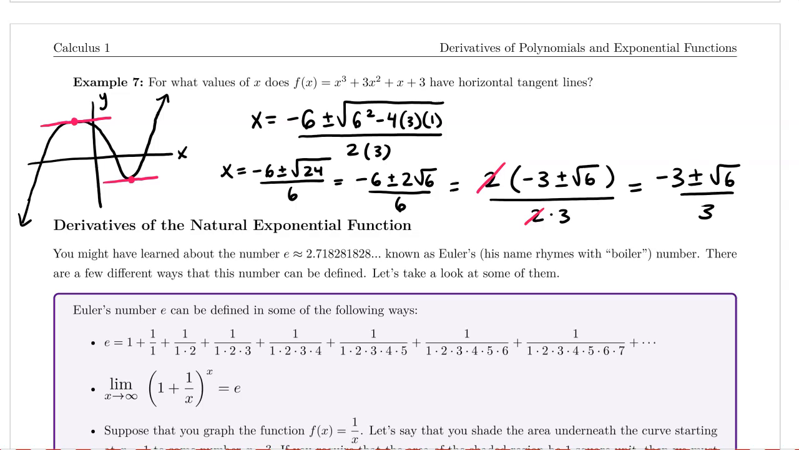And so it asks for what values of x, and these are the x values where we have horizontal tangent lines. And so it's kind of like in this picture, my graph is not accurate, but this could be one of the x values, and this could be another x value where we have horizontal tangent lines. Since we have negative 3 plus or minus, that gives us 2 x values.